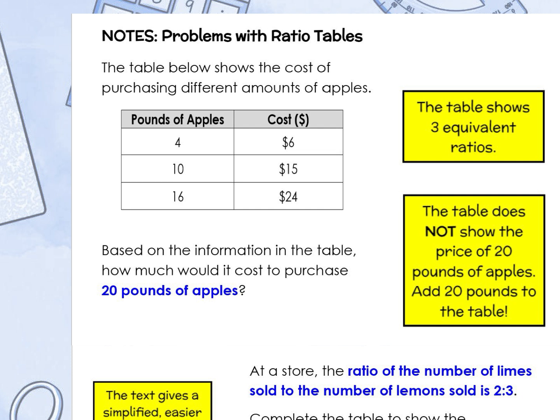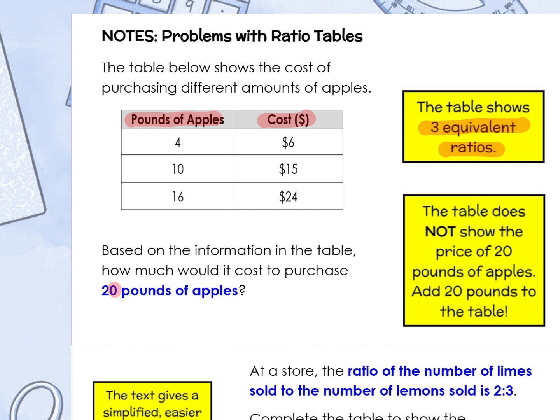The table below shows the cost of purchasing different amounts of apples. Based on the information in the table, how much would it cost to purchase 20 pounds of apples? So our table is telling us pounds of apples and the cost. And it's showing us 3 equivalent ratios. We can get 4 pounds for $6, which is the same thing as getting 10 pounds for $15, or getting 16 pounds for $24. Okay?